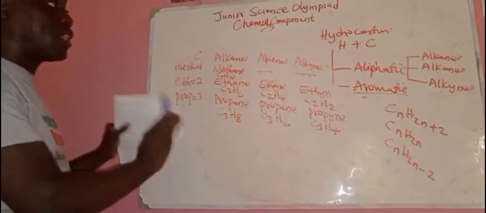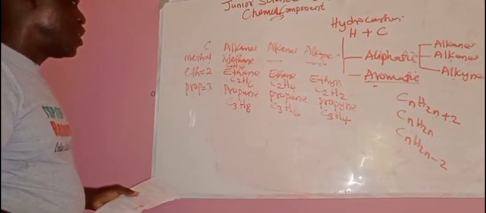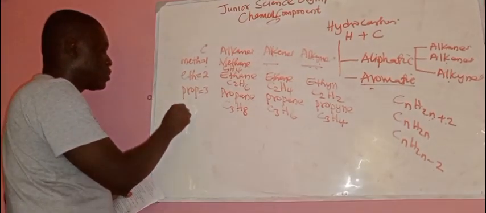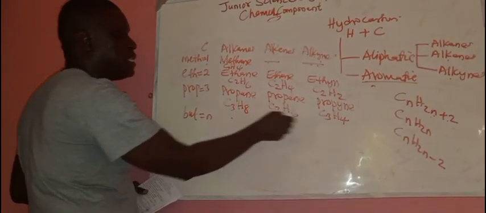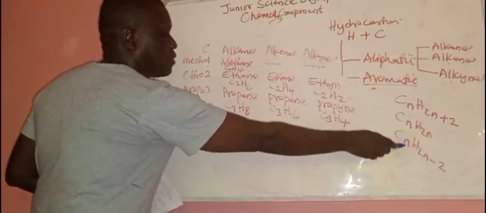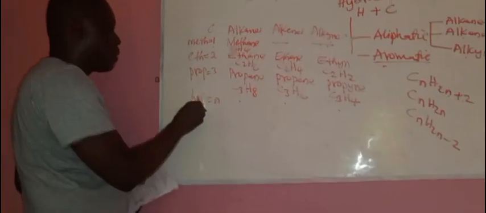I'm taking you through a whole lot on this topic because I saw questions on hydrocarbons. That is very important. So the next one is but. But means 4. So we have butane. You can use that formula to generate it. After but we have pent, from the word pentagon. Pent means what? 5. We have pentane.